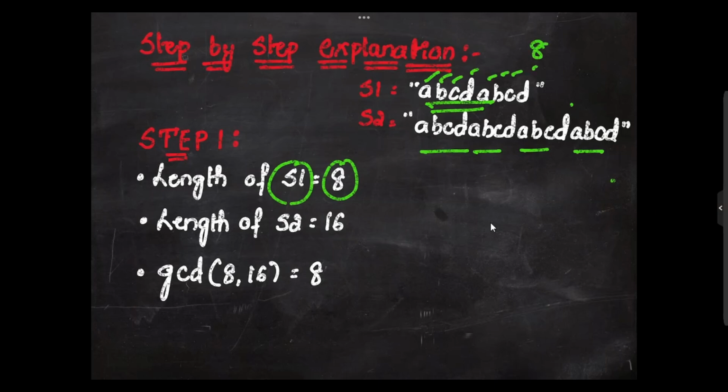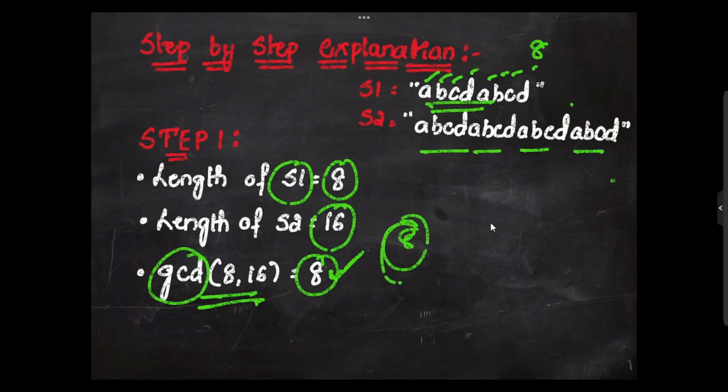And the length of S2, ABCD, is repeated 4 times, right? 4 into 4, this will be 16, quite obviously. You can just count here: ABCD 4 times. So 4 into 4, quite obviously 16. So the GCD of 8 and 16 will be 8. We are just calculating the greatest common divisor here, and the greatest common divisor of 8 and 16 will be quite obviously 8. So the GCD is 8.